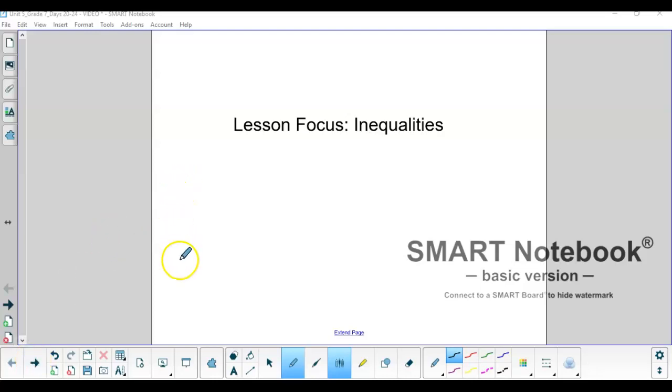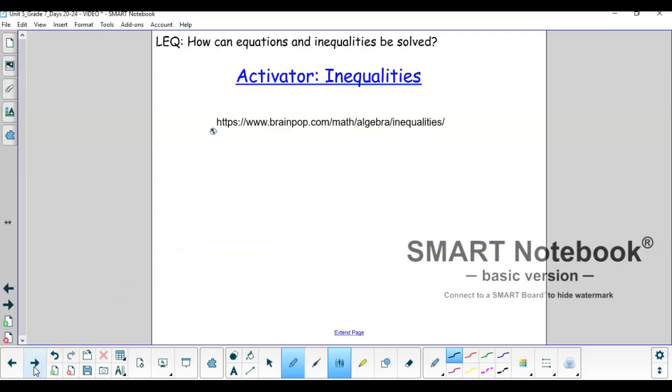Today's lesson focus is going to be on inequalities. So we're moving on from equations and moving into inequalities today. Just to set the scene, the first thing we're going to do is watch a quick BrainPOP video, just get all the basics out of the way, and then we'll get into what we're going to learn today.